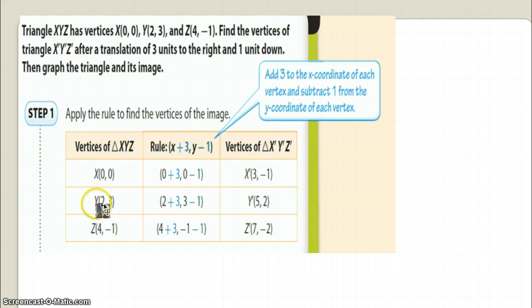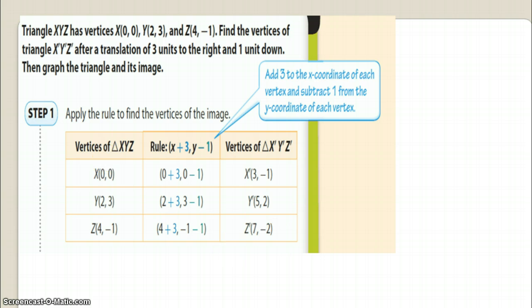So we move down to Y. Y says 2 plus 3, which is going to give us the new X coordinate for Y prime as 5, and then it'll be 3 minus 1, which gives us a new Y coordinate of 2. And here we have Z, so we take the X coordinate from Z, add 3, that gives us our Z prime X coordinate is 7, and then -1, -1, add the ones, keep the sign, and that gives us a -2 for the Y coordinate.